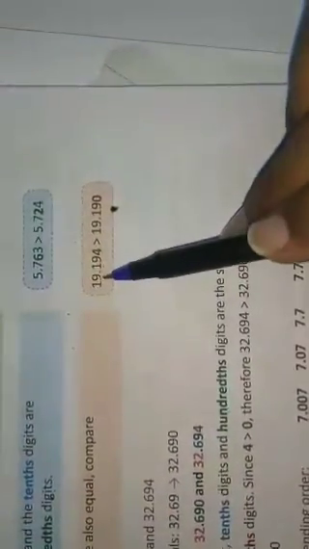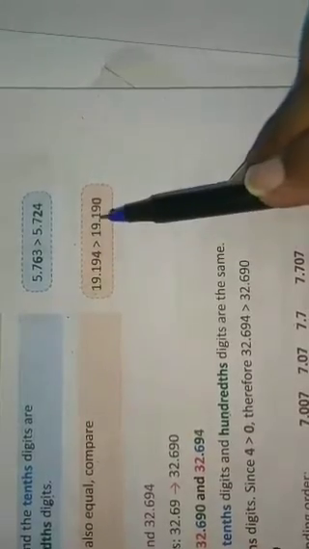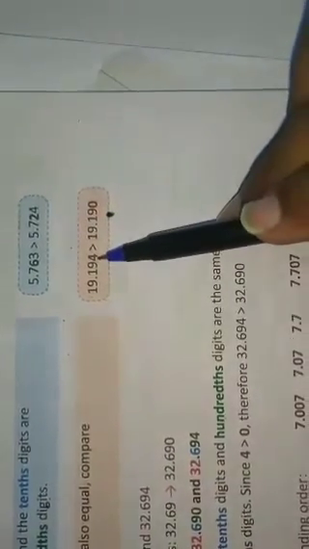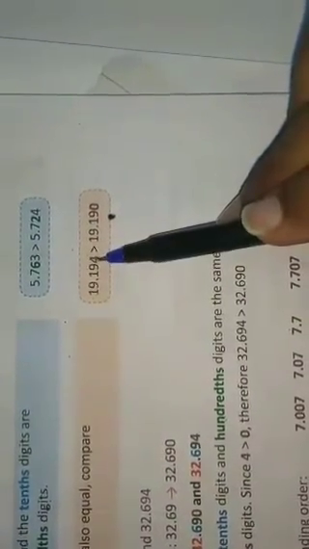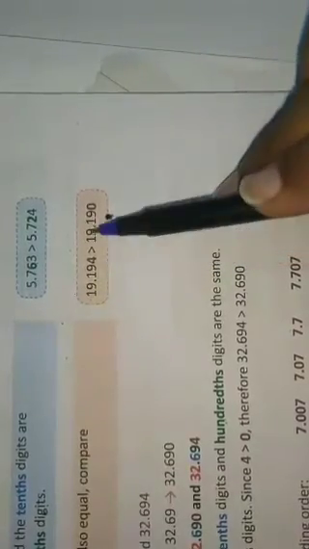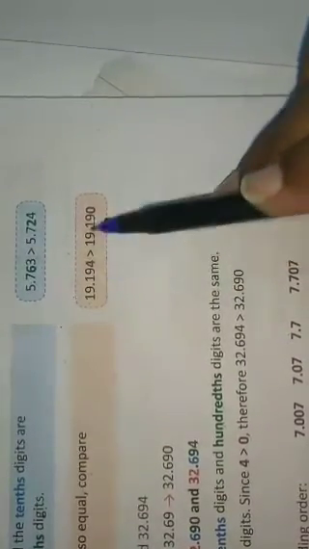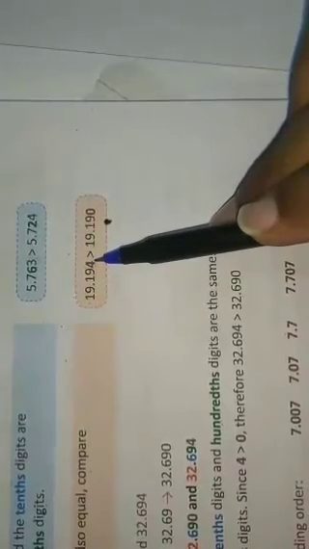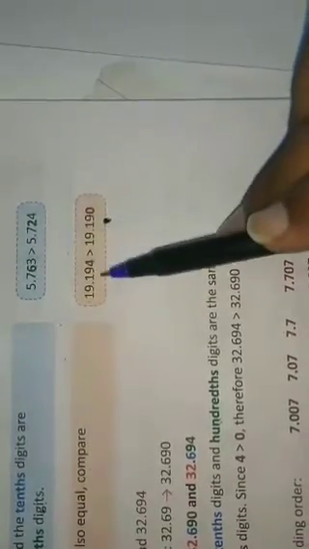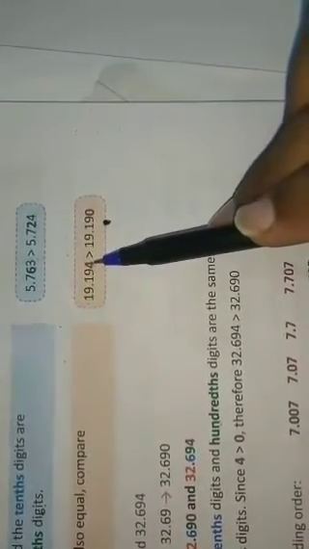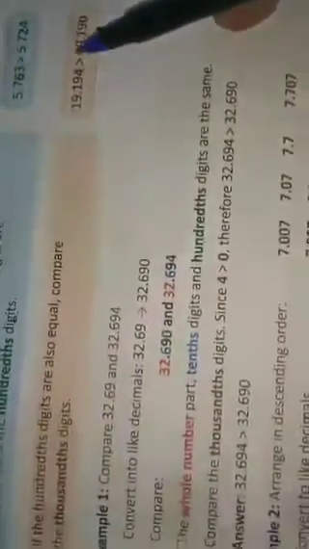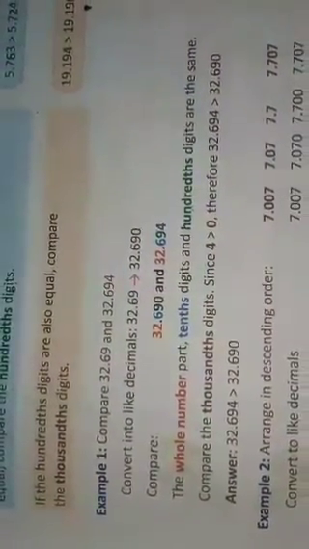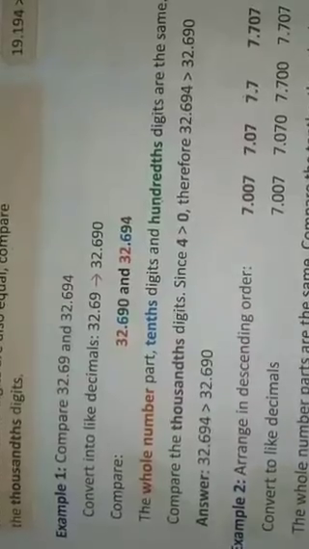So here 19.194 has been given and here 19.190 has been given. So the thousandths digit is 4, because 19.19 and 19.19 are both equal here, but the thousandths digit 4 is not equal here. So that number is greater because 4 has been given here. Clear, students? You can see example number 1.